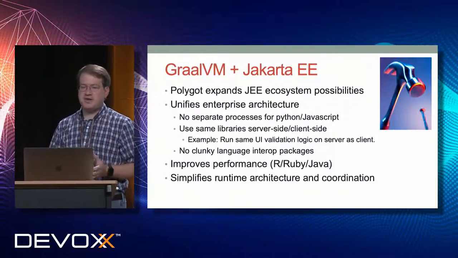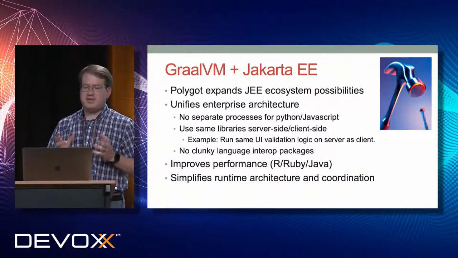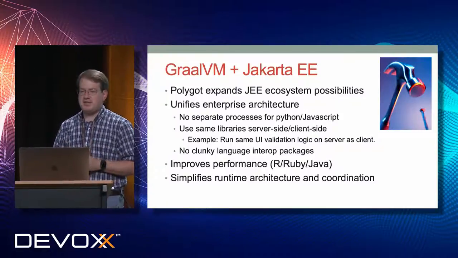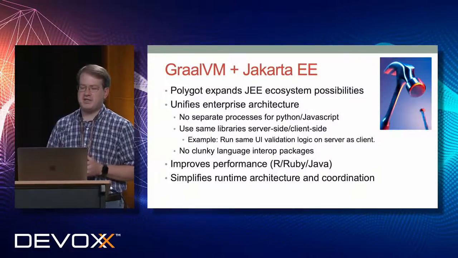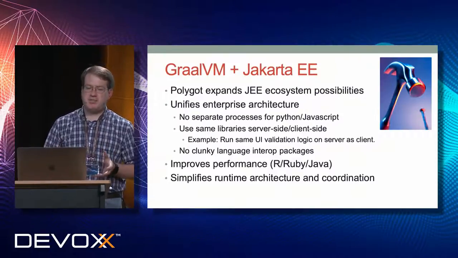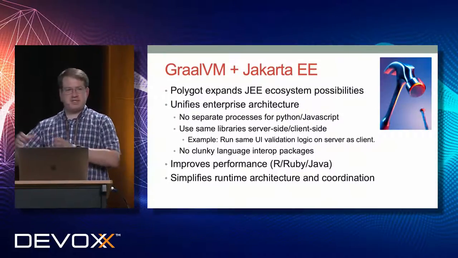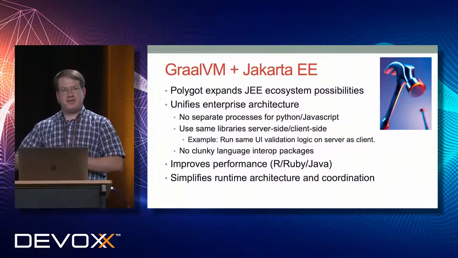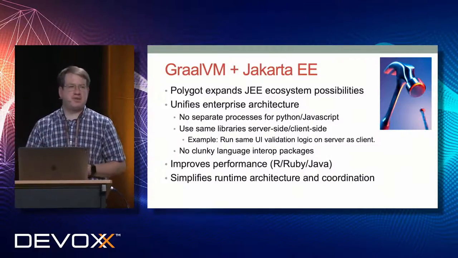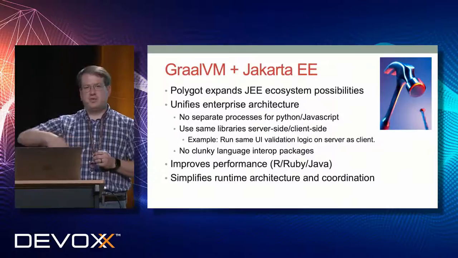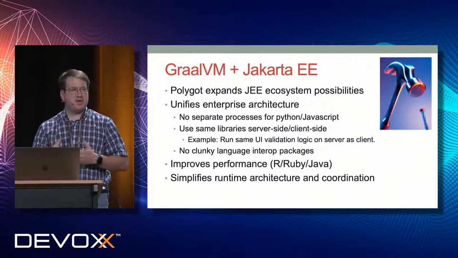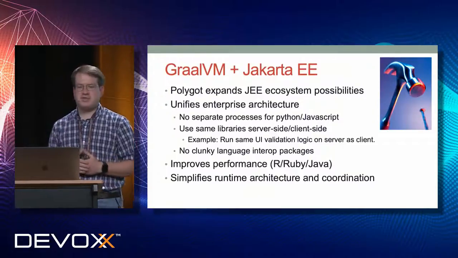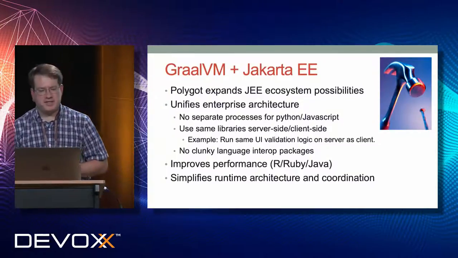So now, GraalVM with Jakarta EE. The polyglot capability expands the Java ecosystem possibilities exponentially. It allows us to unify enterprise architecture. So now if you have some system that's written in Python, you don't have to run that separately. You can actually run that within the JVM. You don't have to do a process.execute. You don't have to send it off to some other server or come up with some way to interact, have it expose services, et cetera. You can actually use it in process.